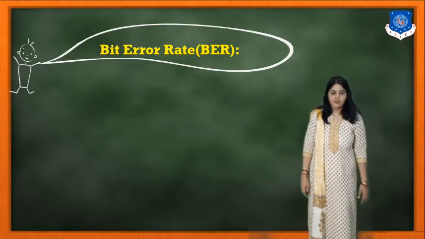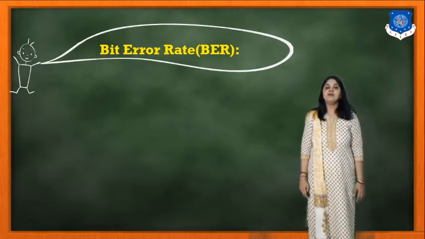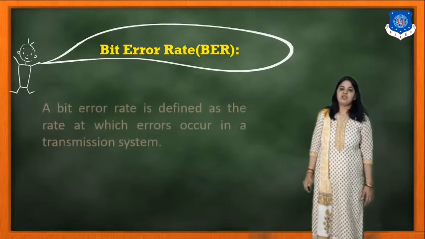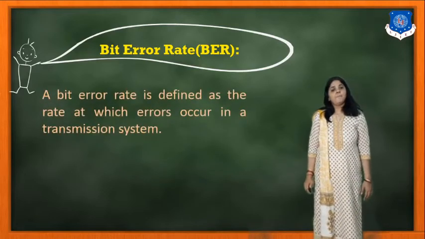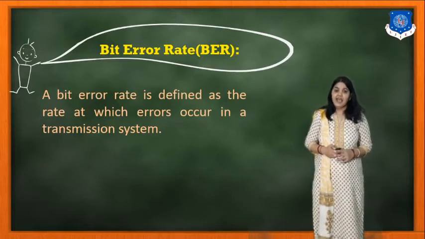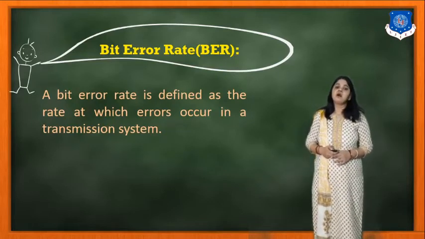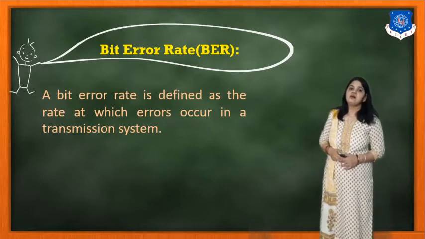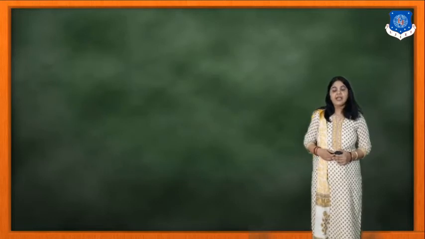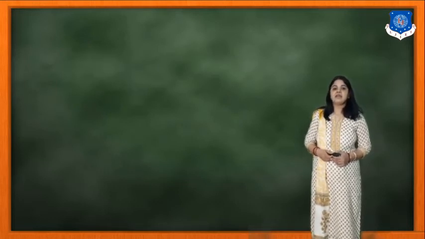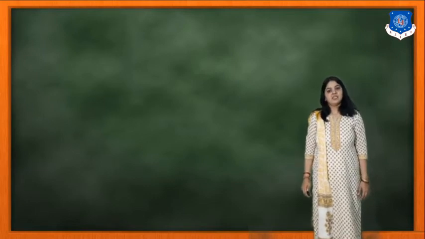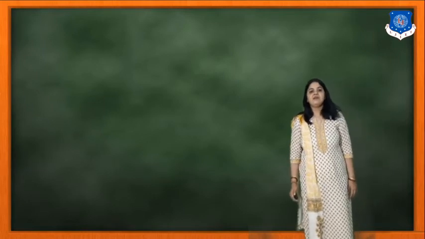Bit error rate. What is the bit error rate? That we need to discuss in this particular topic. Bit error rate is defined as the rate at which errors occur in the transmission system. So this is the rate at which errors can occur in a particular system, and that is denoted by the bit error rate.